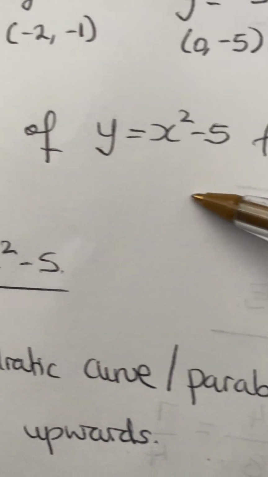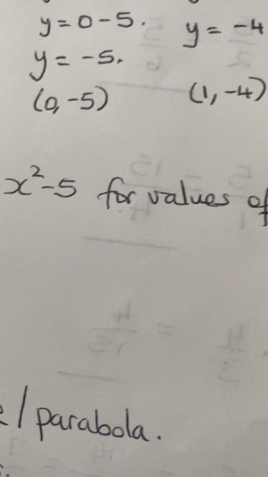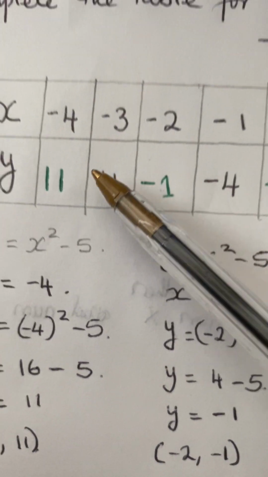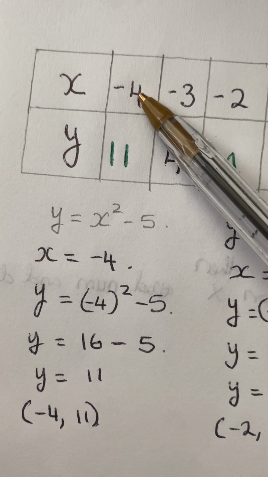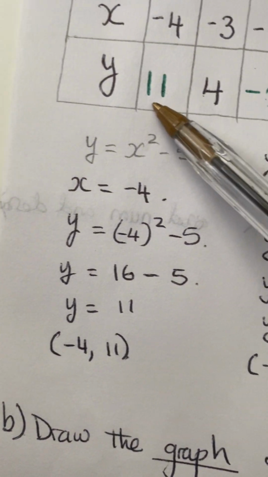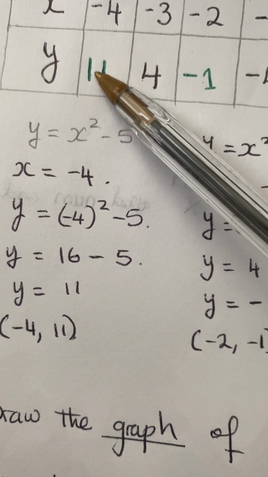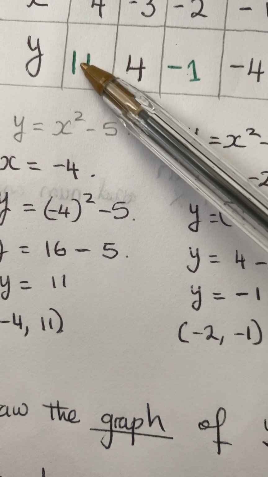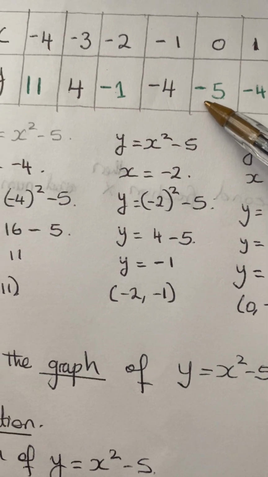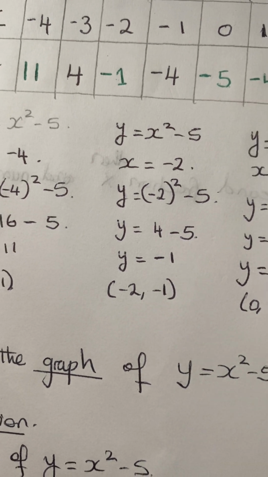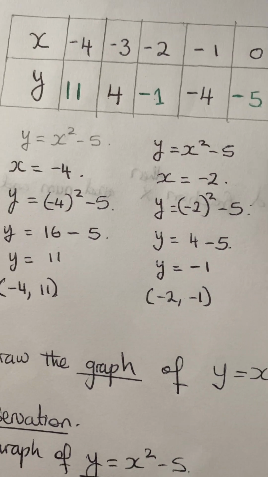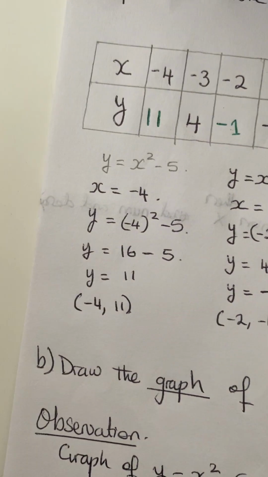Draw the graph of y equals x squared minus 5 for values of x from -4 to 4. So look at the graph again. X on the x-axis, you are going to plot -4 to 4. But on the y-axis, you have 11 being your highest value. So you have to start from, say, -5 all the way up to 11 for your y-axis scale, because the x-axis is easy.